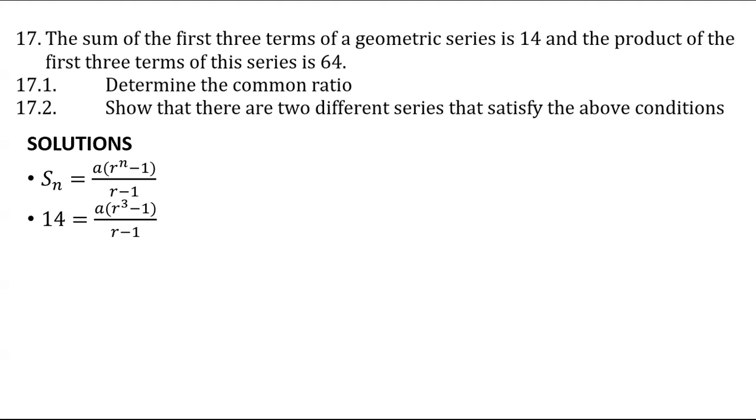To simplify the fraction on the right-hand side, I will simplify the numerator first by using the rules of factorizing the difference of two cubes. The first bracket will have r minus 1. The second bracket will have the first term in the first bracket squared. The middle term will be the product of the first term in the first bracket and the second term in the first bracket. And then you change the sign.